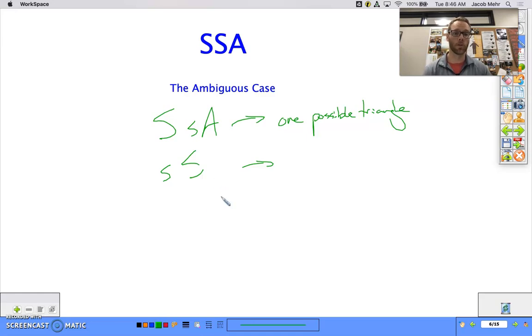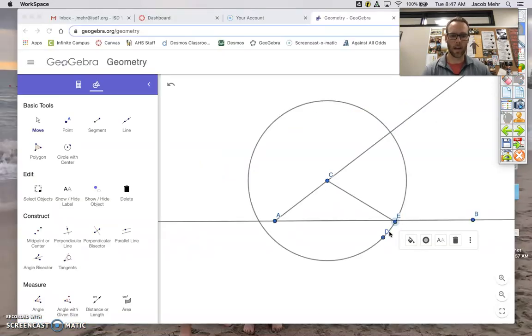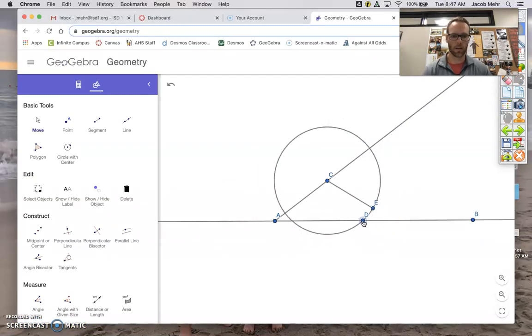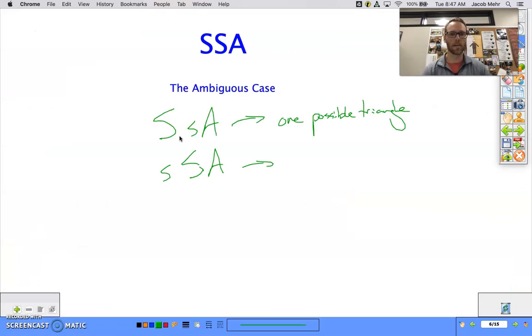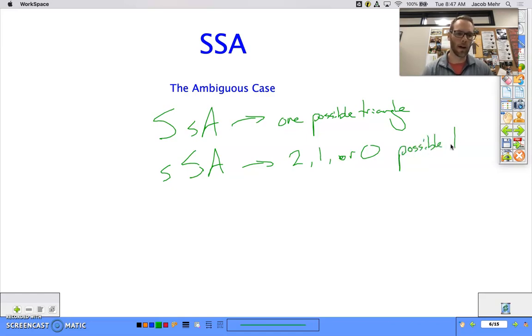I'm sorry, I'm sure you were confused there for a few moments. If I have little side, big side, angle, that's this case where there might be 2 triangles, 1 triangle, or no triangles. This is the dangerous one. Big side, little side, angle, that one's easy. But little side, big side, angle, this is the one that's dangerous, that we have to be careful with. It is possible that there's 2, 1, or 0 possible triangles.